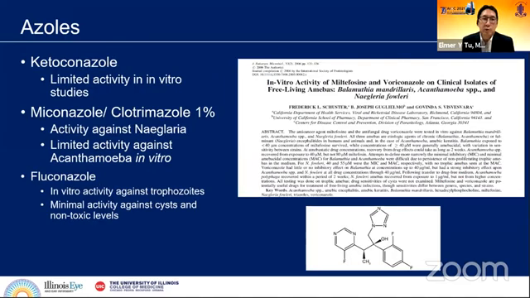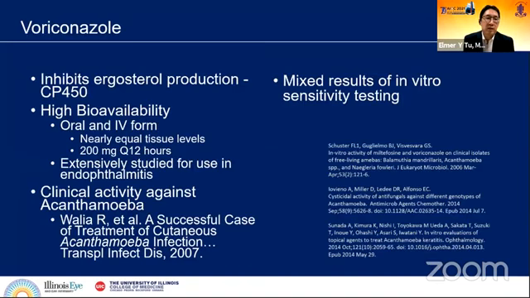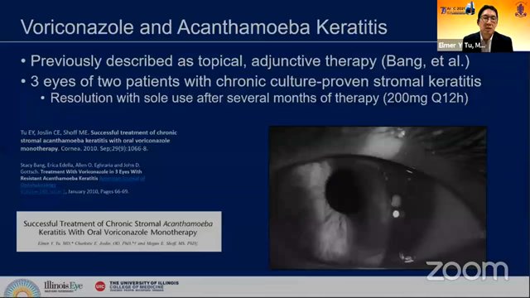The azoles are a group that have been tried in the past. Based on a paper by Schuster and Govinda Visvesvara, or Vish, back in 2006, we were looking for additional options for acanthamoeba, and we found that voriconazole was probably the most promising agent. As you know, this is highly bioavailable. It does have some clinical activity against acanthamoeba, but there are mixed results in vitro testing.